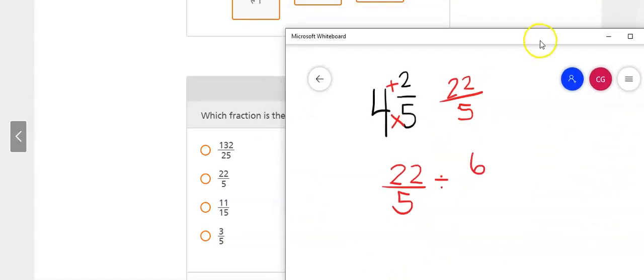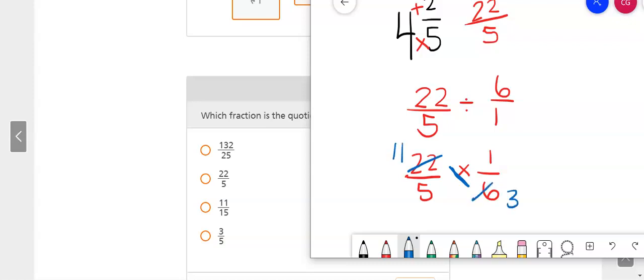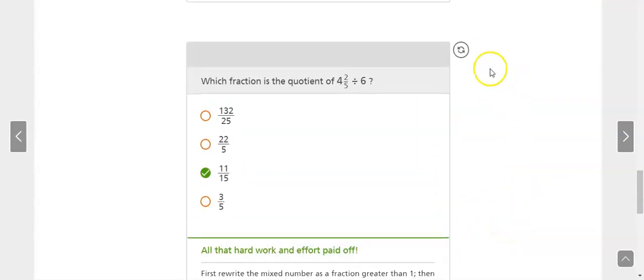When we have a whole number, we put a 1 under it. Our first number comes straight down. Our division sign changes to a multiplication, and then we're going to flip it. I'm going to check to see if I can cross cancel. I can't do anything with the 5 and the 1, but the 22 and the 6, 2 can go into both of those. 2 goes into 22 11 times, and 2 goes into 6 3 times. So I get 11 over 15 as our answer. Just like that.